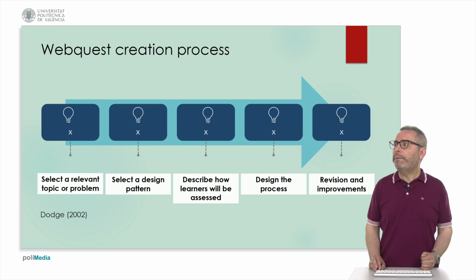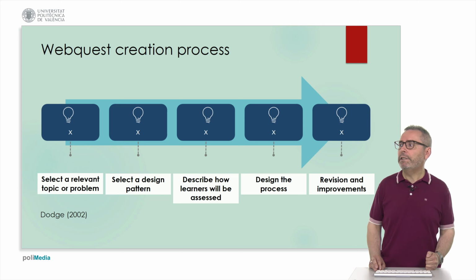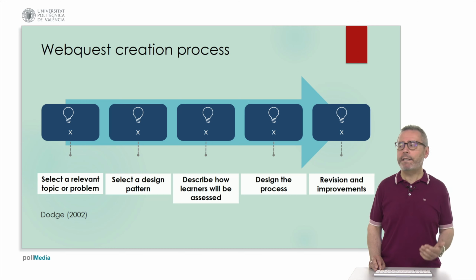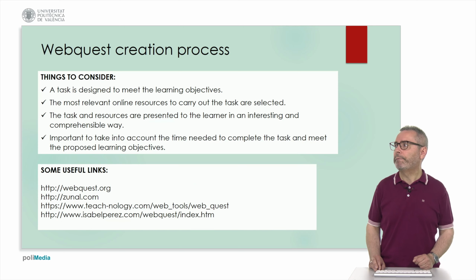In the WebQuest creation process, Dodge told us about this kind of process. We start with the selection of a relevant topic or problem. We select the design pattern of the different tasks. We describe how learners will be assessed, the evaluation. We design the process, and we review and improve the result.